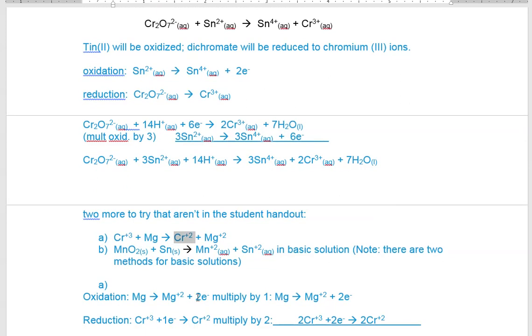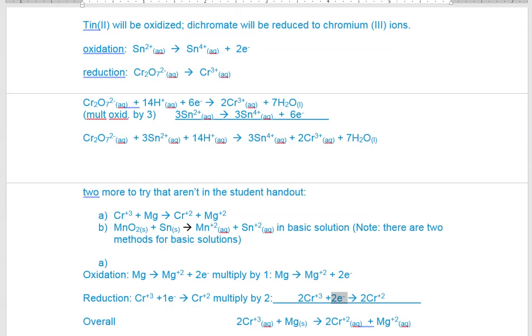And we can see again that when we look at that, we've got 2 electrons on the top equation, 1 electron on the bottom equation. So that doesn't balance out. We have to multiply the bottom equation by 2 so that our electrons match up. So 2 electrons here are going to cancel our 2 electrons there. Magnesium plus chromium 3 ions on the reactant side. Magnesium ions plus chromium 2 ions on the product side. So we get this overall.